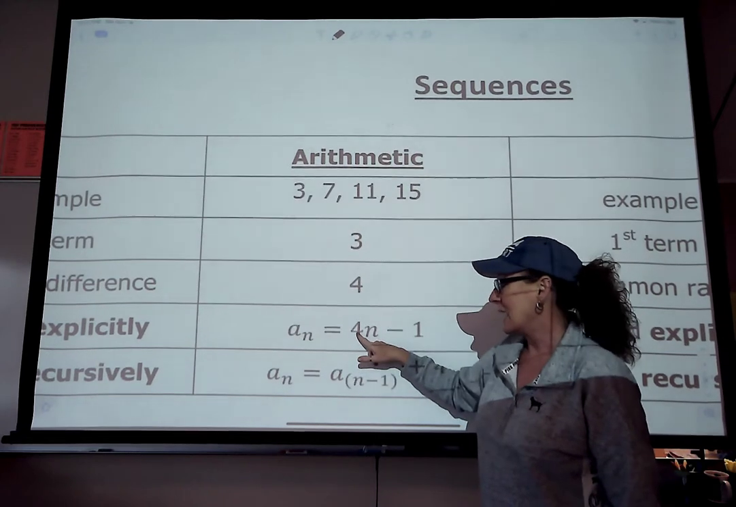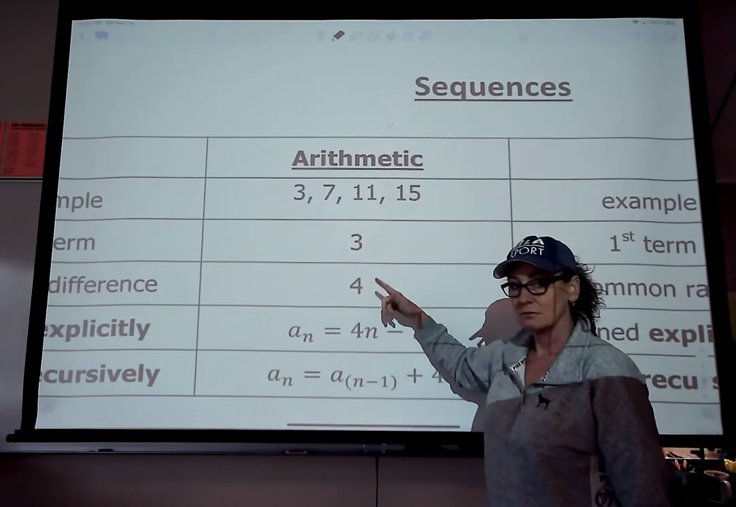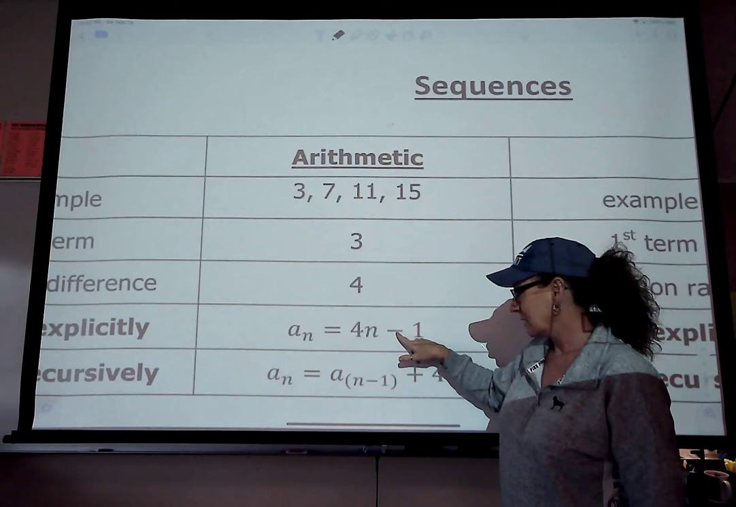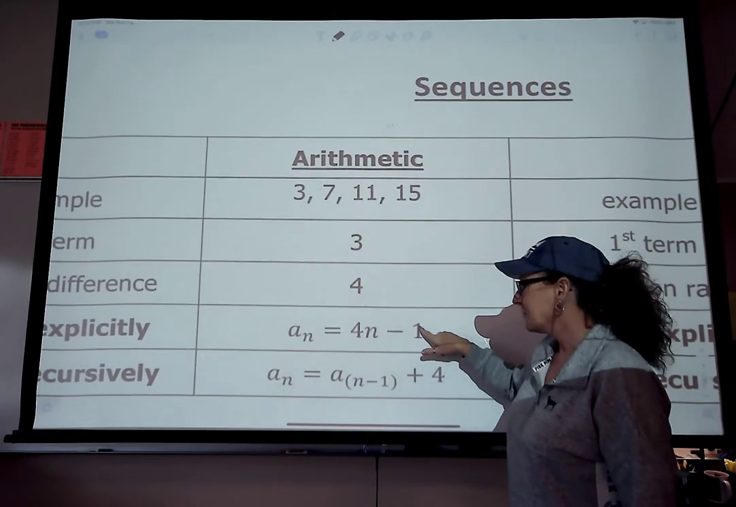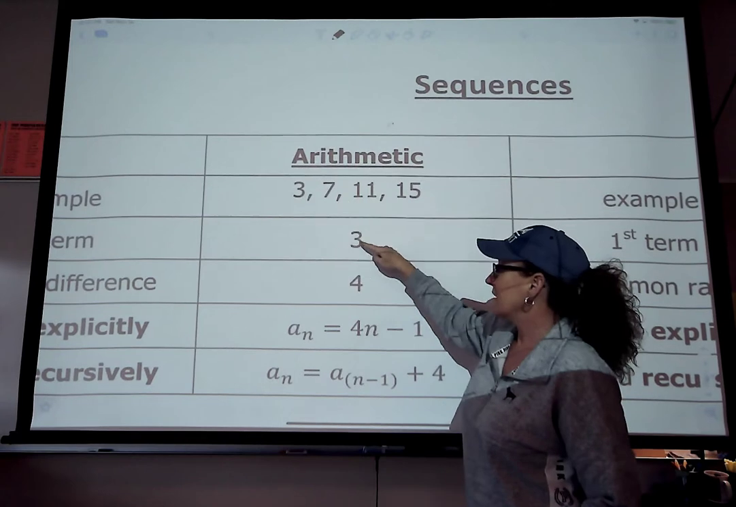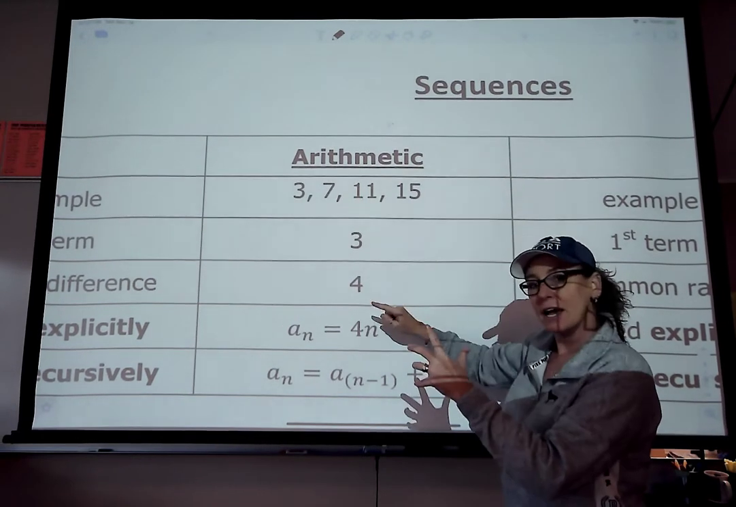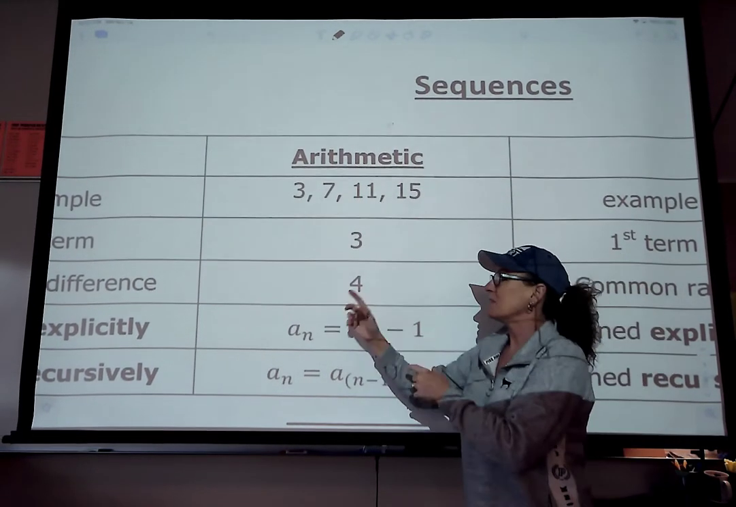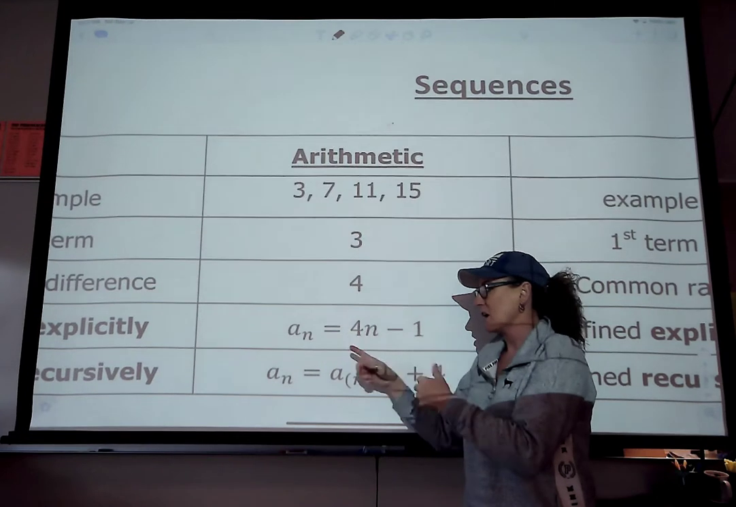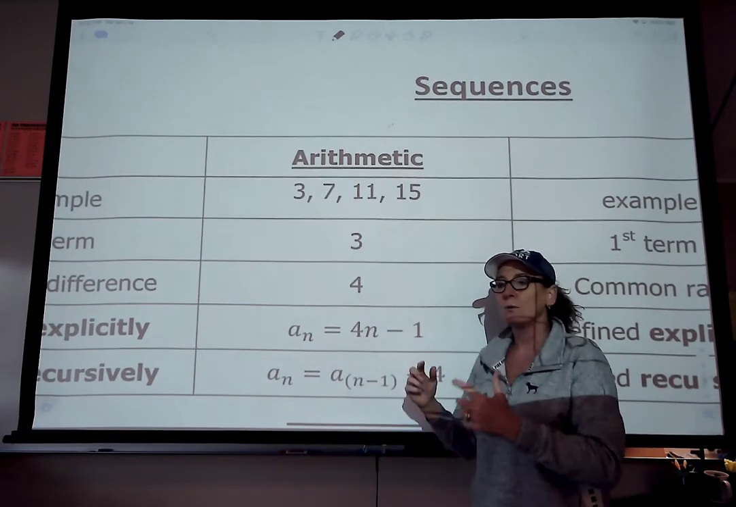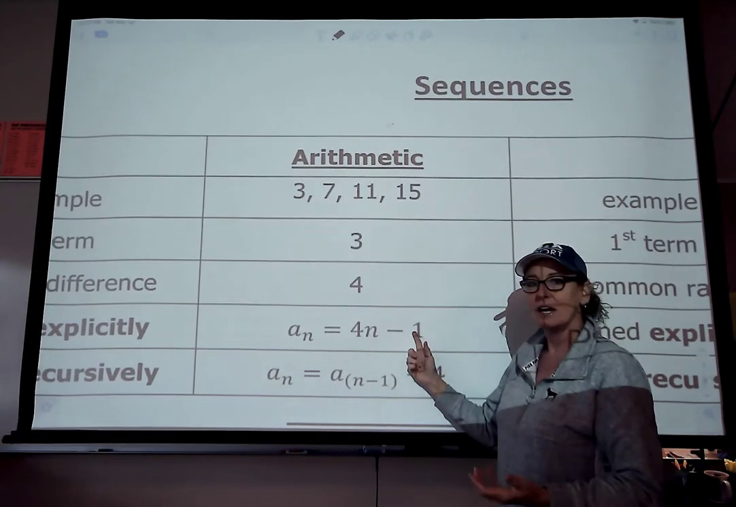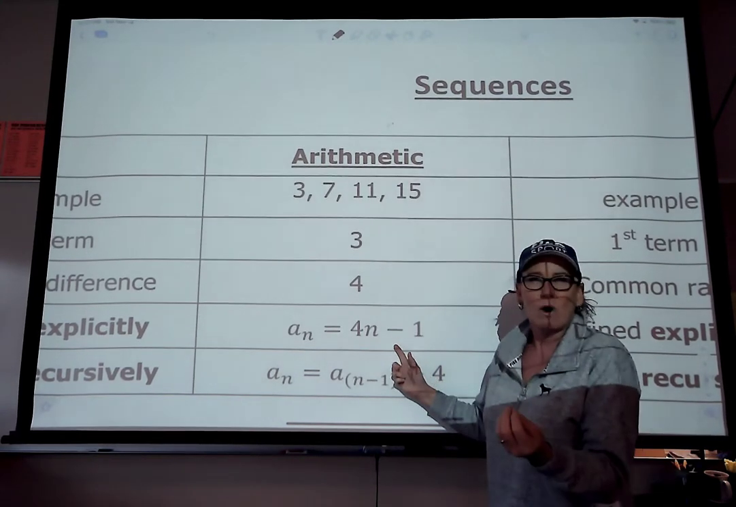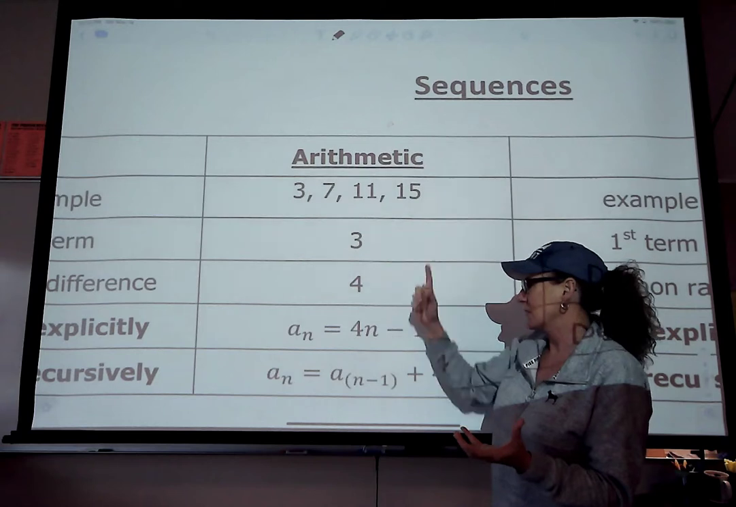y equals mx plus b. This number is significant even though we've never even mentioned it yet. So think about this. If this represented the equation of a line, my slope would be 4. What would my y-intercept be? My y-intercept would be -1. What does a y-intercept have anything to do with a sequence?